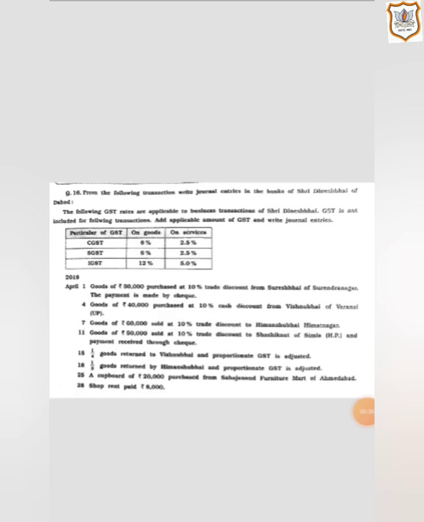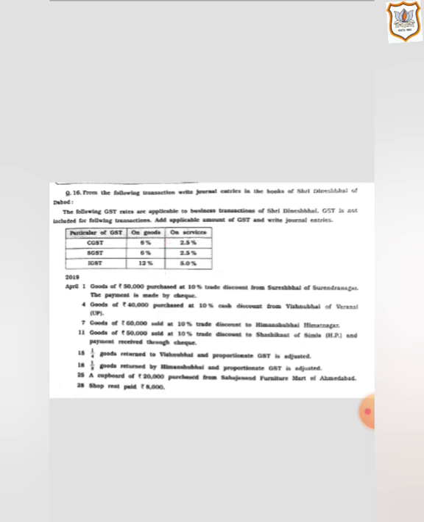As you can see, CGST on goods is 6% and on services it is 2.5%. Then SGST on goods is 6% and on services it is 2.5%. IGST is 12% on goods and 5% on services. So let us see transaction number one.